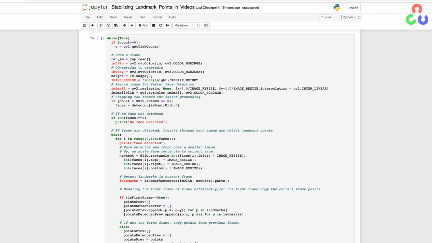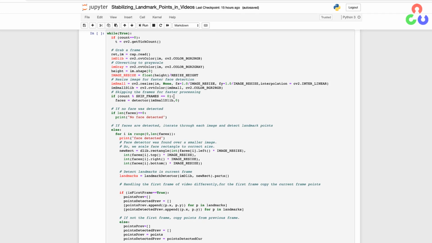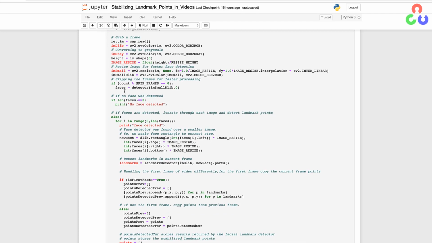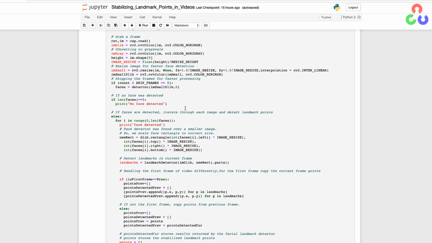In this piece of code, we are simply doing some resizing, etc., making things ready. And here we run the detector only once in a while, and we run it on the small sized image. You can see that we have resized the image so that we can run the face detector on a smaller sized image, and we are also skipping frames to make things faster.